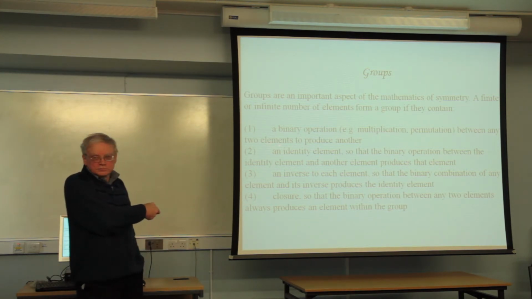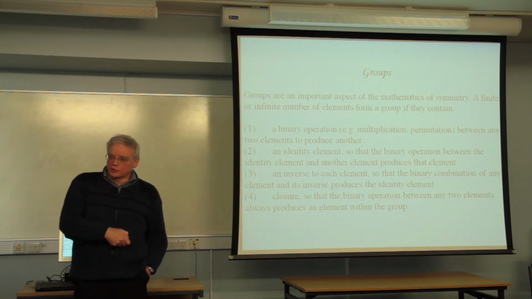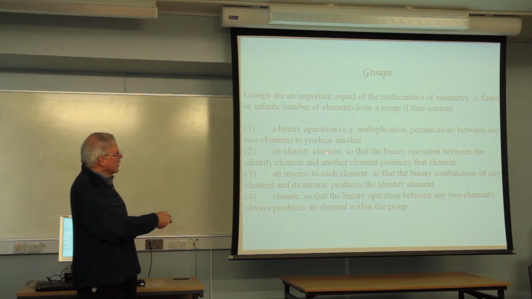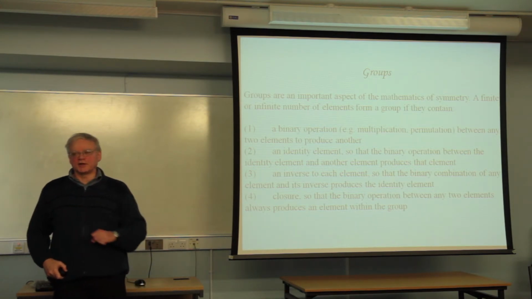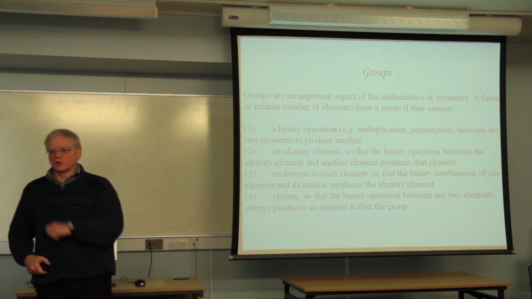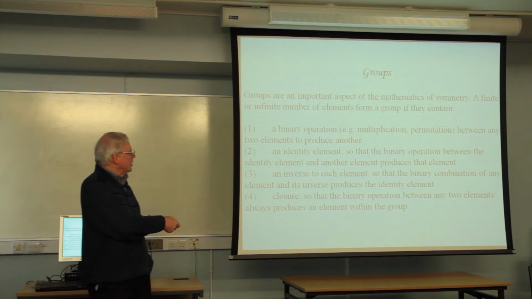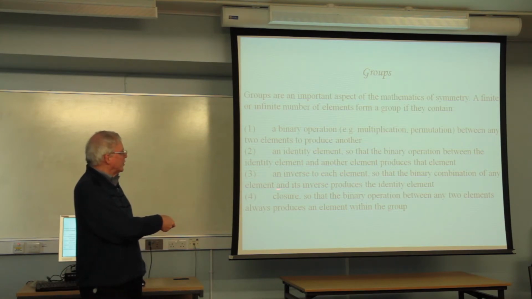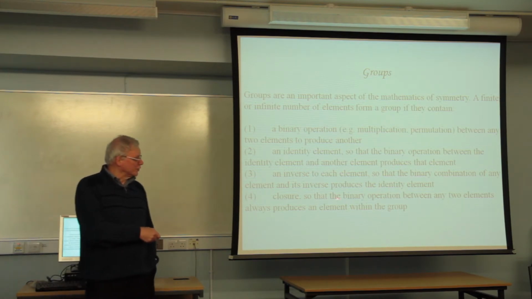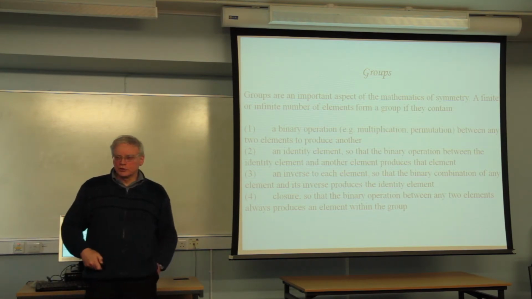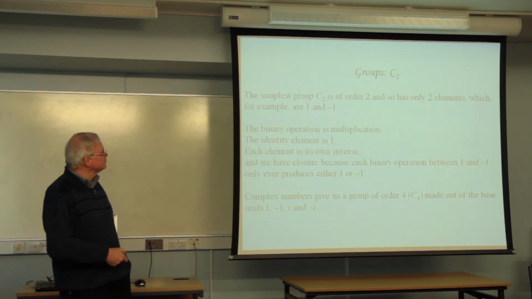And binary means just two elements. And the two elements will always produce another element of the group. There has to be an identity element, so if you do a binary operation between one element and that identity element, you get the other element. So if I do A and the identity, I get A. An inverse to each element, so the binary combination of an element and its inverse produces the identity. And closure, so nothing new happens. So any binary operation simply produces another element in the group.